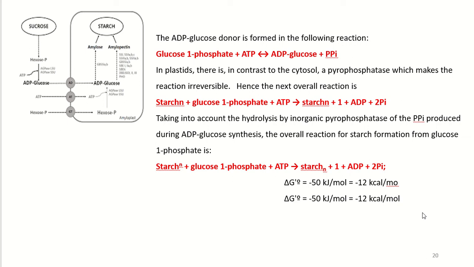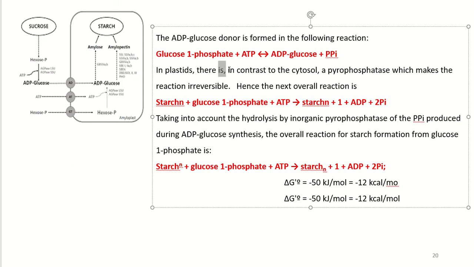The donor ADP-glucose is formed by the following reaction: glucose 1-phosphate. Wherever you find an enzyme with ATP, it means kinase is there. So glucose 1-phosphate plus ATP will convert into ADP-glucose plus PPi, in the plastid, in contrast to the cytosol. Now pyrophosphatase makes the reaction irreversible.